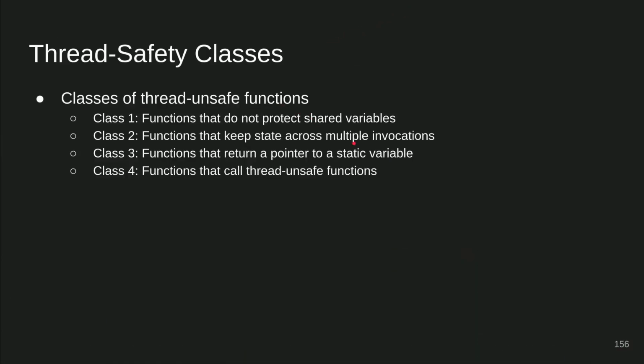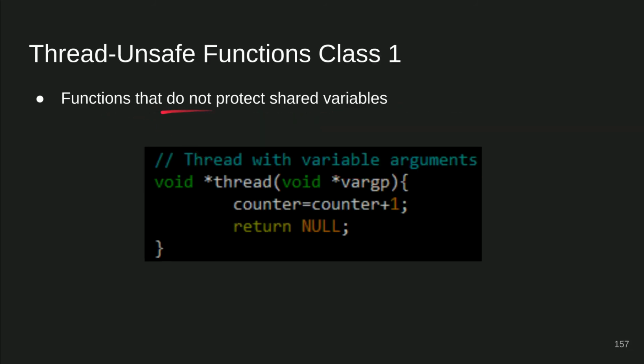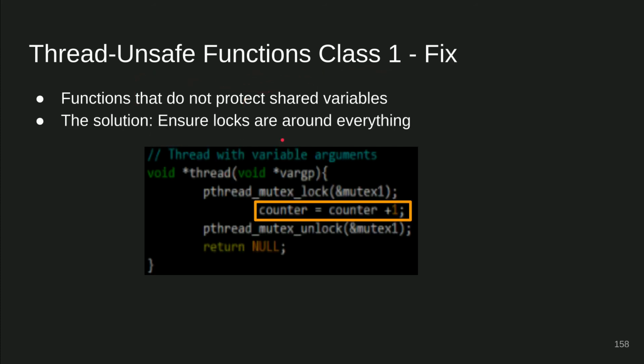Again, the four safety classes, these aren't things that you have to memorize, but these are how you know your code is going to be thread safe. If you're writing a library of code that you'd want to share with someone, these are the rules that you have to follow. The first is that if you have functions that don't protect shared variables like we saw, that's what we call a class 1 thread safety error. The solution is just to put locks around things. That's exactly what we did.